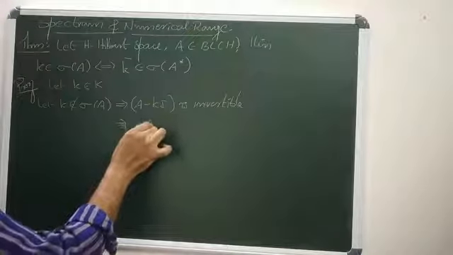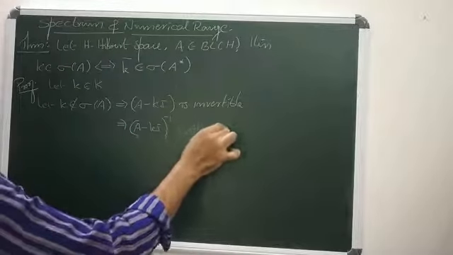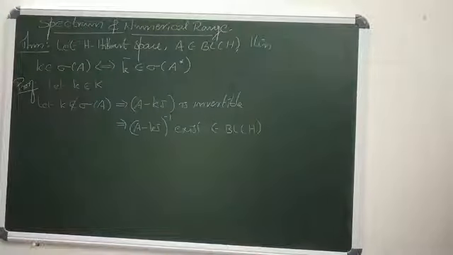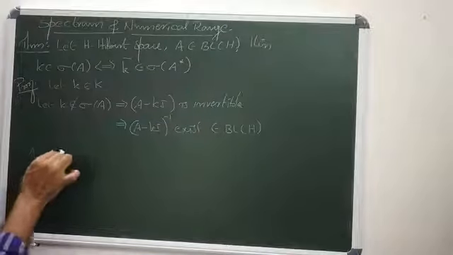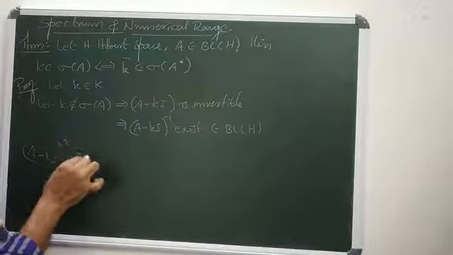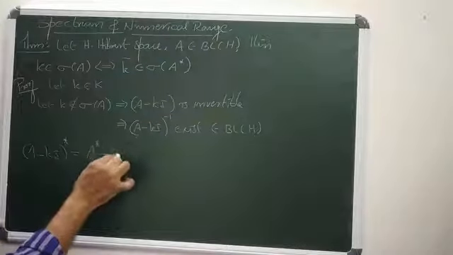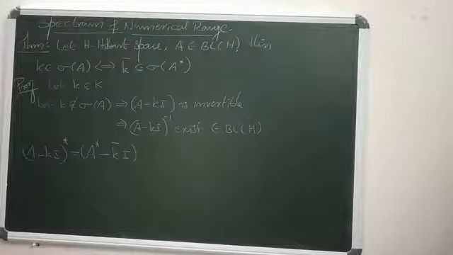This means the inverse of A minus K I exists and is present in B(H), which is a bounded linear operator. Okay. Now, what is (A minus K I) star? We know (A minus K I) star equals A star minus K star, and K star means K bar. So (A minus K I) star equals A star minus K bar I.